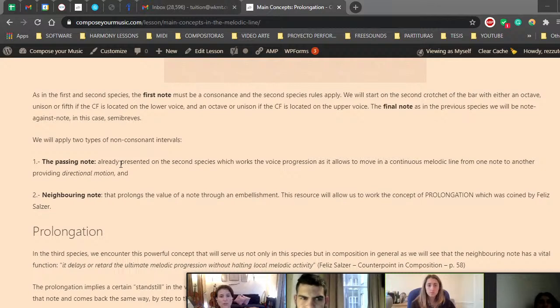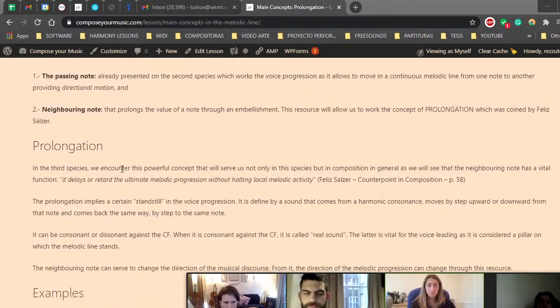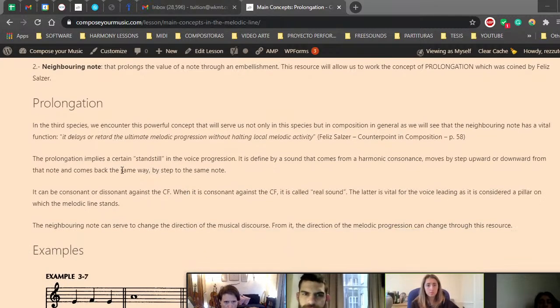The neighbor note, this is a new one, that prolongs the value of a note through an embellishment. This resource will allow us to work the concept of prolongation, which was coined by Felix Salzer. We already quoted this composer. Prolongation. We have to hold here a little bit, because this is the whole purpose of the third species, let's say.